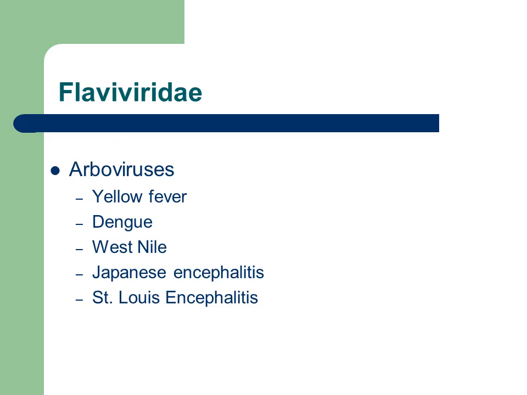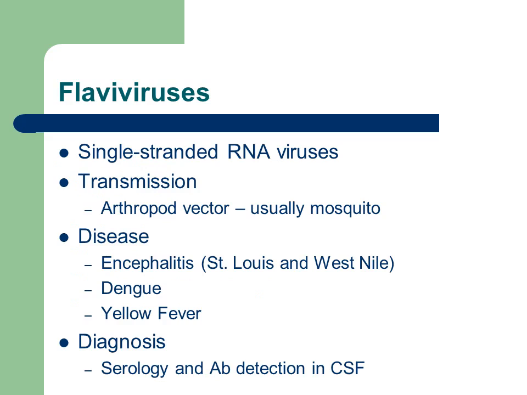The Flaviviruses family include arboviruses like the yellow fever virus, dengue virus, West Nile virus, the Japanese encephalitis virus, and the St. Louis encephalitis virus. So the flaviviruses are transmitted through arthropod vectors or insects, usually the mosquito, not all of them, but most of these are the mosquito. And diseases are encephalitis, the St. Louis and West Nile viruses cause encephalitis, dengue fever, and yellow fever.